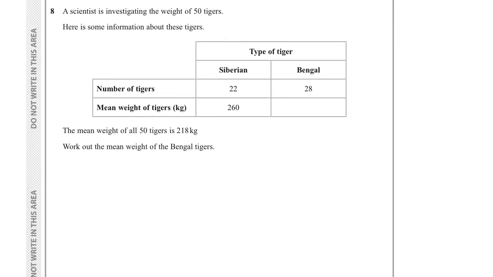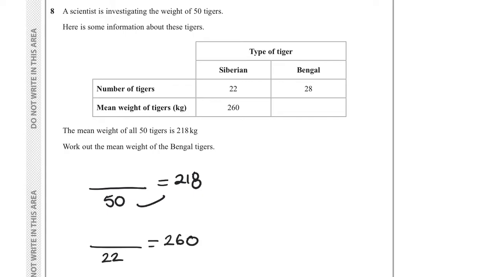Okay, question number 8. A scientist is investigating the weight of 50 tigers. Oh my. Here is some information about these tigers. The mean weight of all 50 tigers is 218. So how do I work out the mean? If I add them all up and divide by 50, I get 218, right? But they've also told us that the Siberian tigers, there's 22 of them, and if I add them all up, divide them by 22, what's my mean weight?